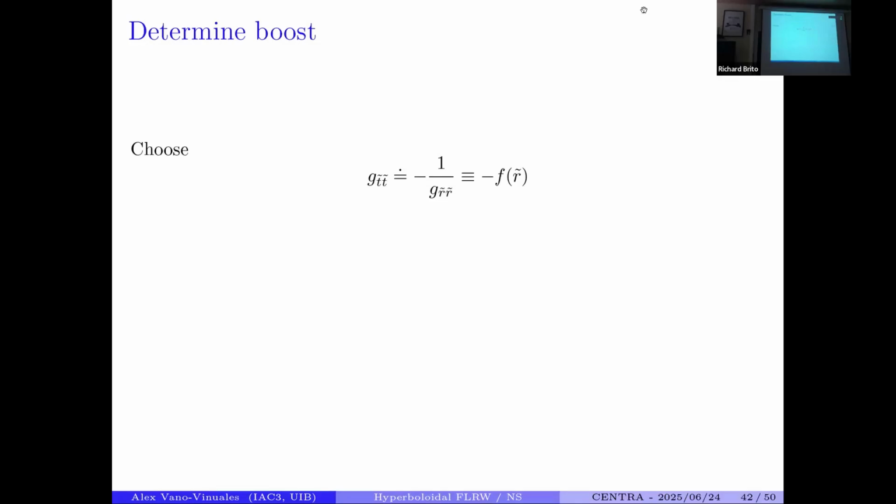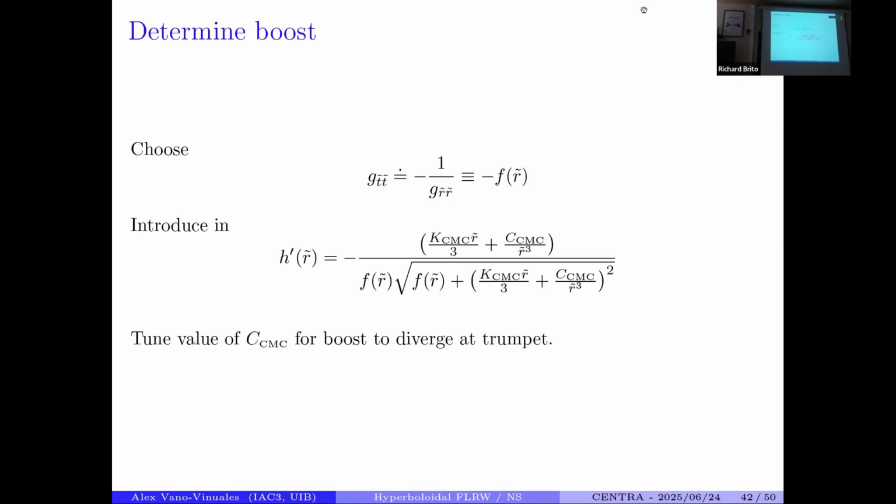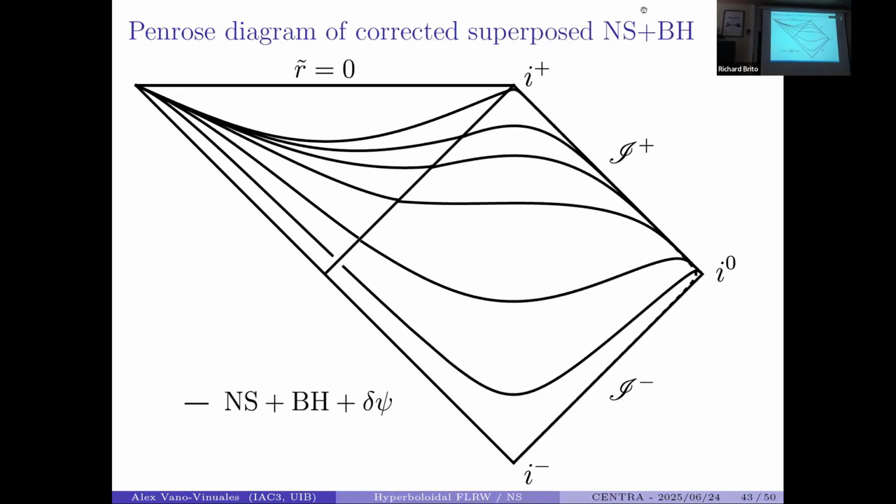Then I set this choice for the time component, and using this you can calculate the boost, and you need to choose a specific value of PCMC so that you obtain a trumpet, otherwise this slice would not be a trumpet, and this is what you get. So this is the hyperboloidalized version of the neutron star black hole plus correction. This is a trumpet geometry. This is just numerical with the interest of getting close to the horizon.